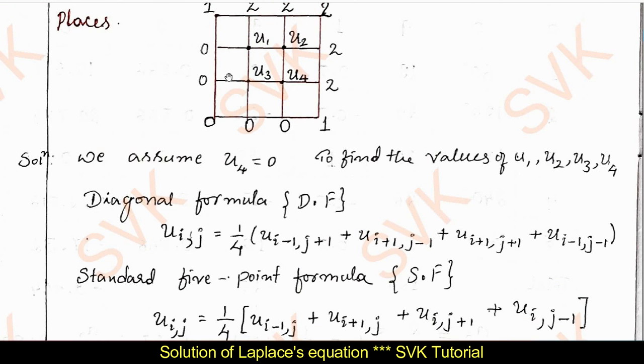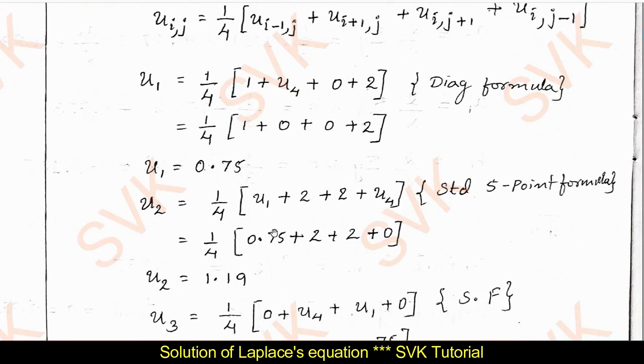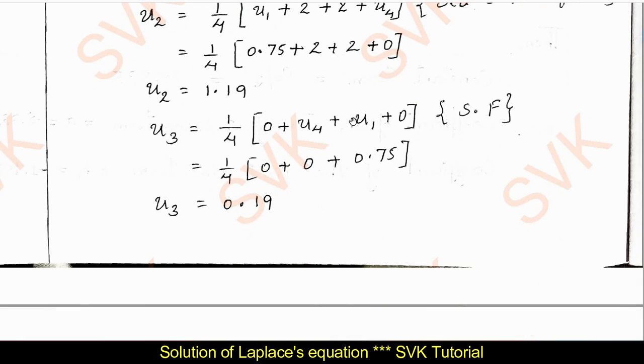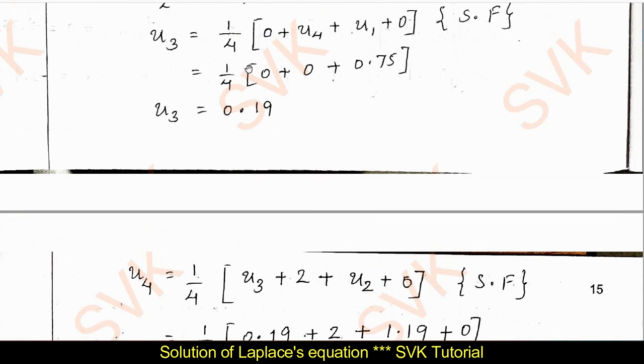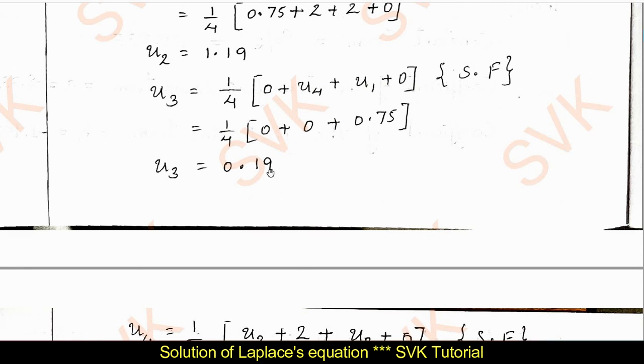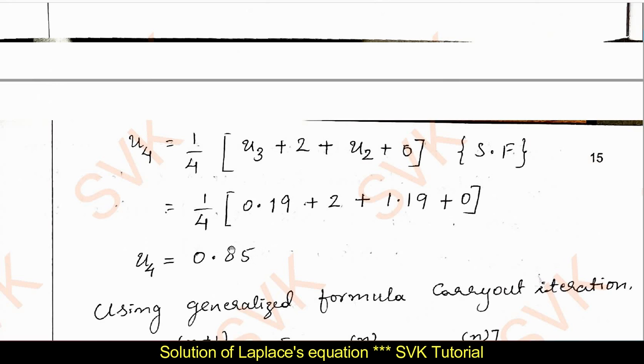Looking at the mesh, u3 is 0 plus u4 plus u1 plus 0. You know u1 and u4: u4 is 0 and u1 is 0.75. Dividing by 4, you get 0.19. Finally, to find u4, we apply the standard 5-point formula: 1 by 4 times (u3 plus 2 plus u2 plus 0). We found u2 is 1.19 and u3 is 0.19. Substituting those two values and simplifying, you get 0.85.